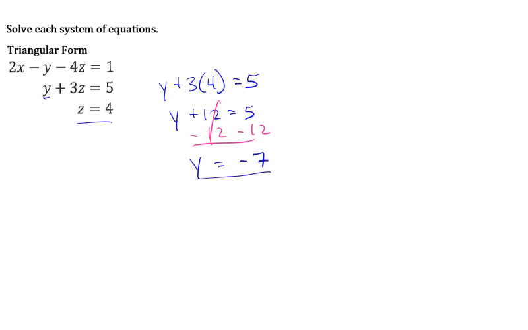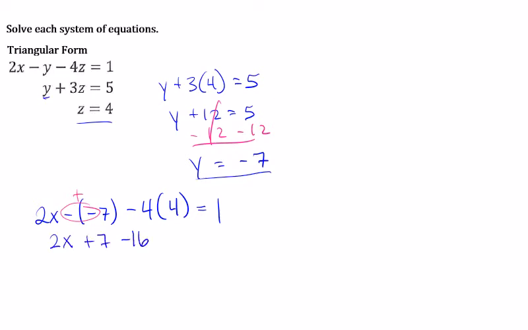And so now we just need x, right? Conveniently we have this equation with x in it, and we can plug in the value we just got for y and the value we know for z. So we're going to do 2x minus -7, which is what we just found for y, minus 4 times 4, which is what we know z is, equals 1. So then we can simplify: the negative turns into a positive, so we get 2x plus 7 minus 16, which is what -4 times 4 is, equals 1. So then we get 2x minus 9 equals 1.